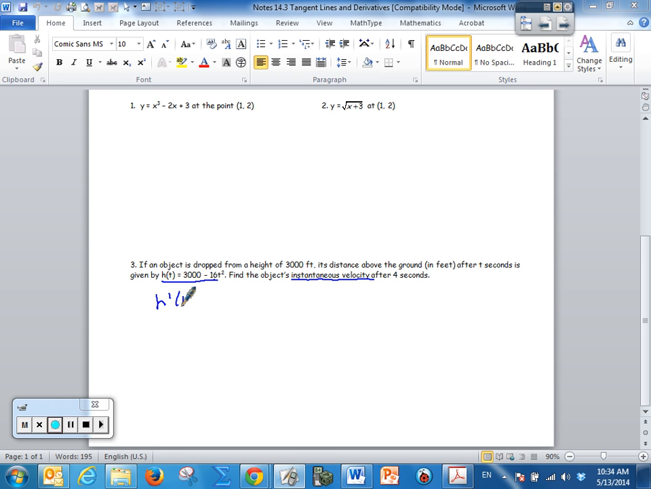So h prime of t equals, the derivative of 3,000 is 0. The derivative of negative 16t squared, see, I bring the 2 down, so what is that, negative 32t? Check my multiplication. You good? Now what we want is the instantaneous velocity after 4 seconds. So we want h prime of 4, which is going to be negative 32 times 4, which is negative 128.